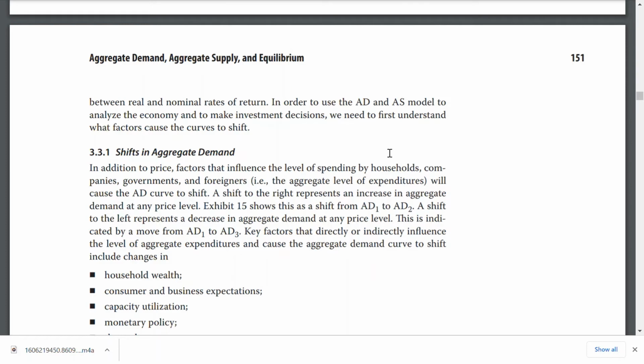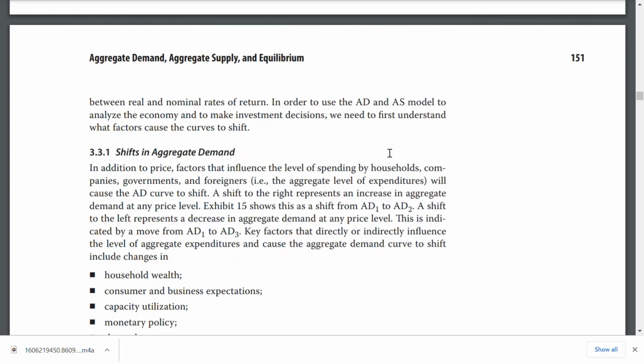3.1.1, The shifts in aggregate demand. In addition to price factors, changes that influence the level of spending by households, companies, governments, and foreigners, i.e. aggregate levels of expenditures, will cause the AD curve to shift. A shift to the right represents an increase in aggregate demand at any price level. Exhibit 15 shows this as a shift from AD1 to AD2. A shift to the left represents a decrease in aggregate demand at any price level. This is indicated by a move from AD1 to AD3.